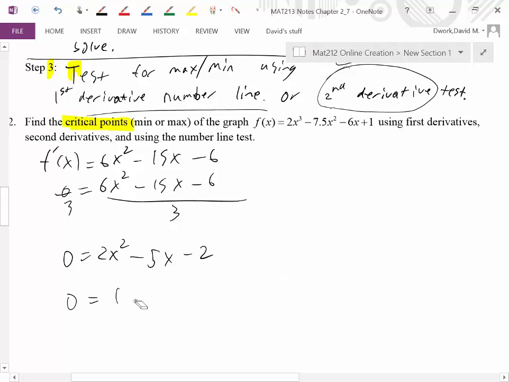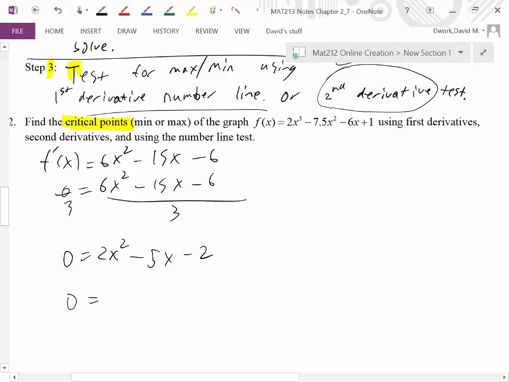I can verify this using the AC method, where I take the A and the C, so that's 2 times negative 2, which makes negative 4. What times what makes negative 4 and adds together to make negative 5? Well, negative 4 times a positive 1, nope, that doesn't work. Negative 2 times a positive 2, nope, that doesn't work. So we are out. There's no way to factor this.